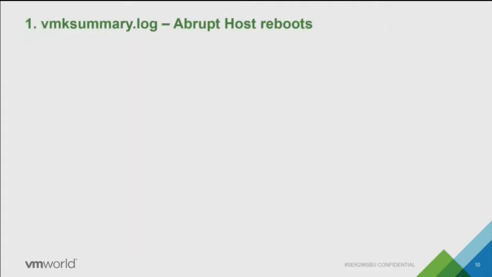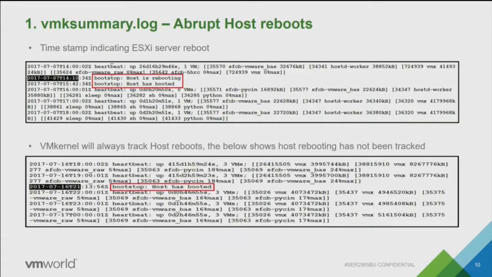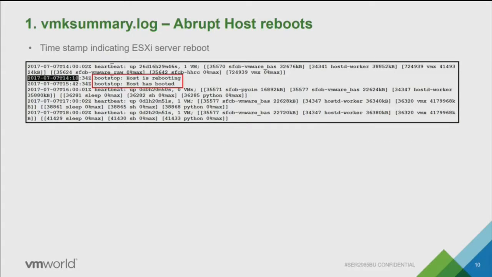The first scenario is your host rebooted. I know one of my hosts got abruptly rebooted. Which is the log file that you check? vmksummary.log. So in an ideal case, this is how the vmksummary.log should look. Your VM kernel should be aware that the host was rebooted and the host got booted up again.